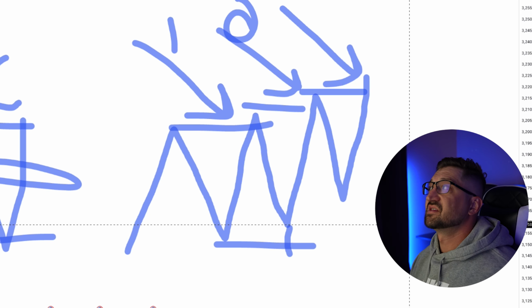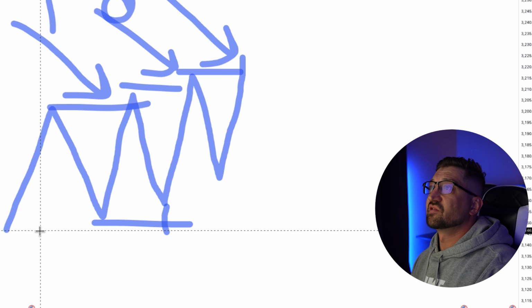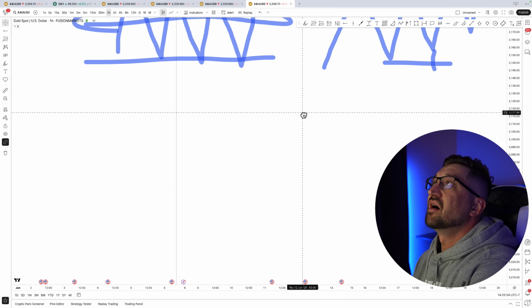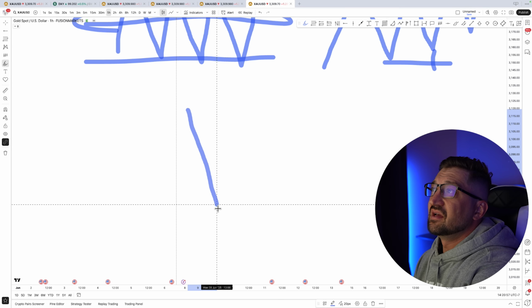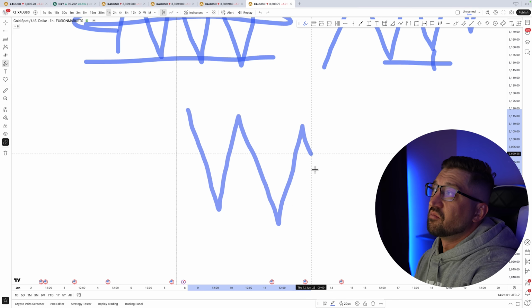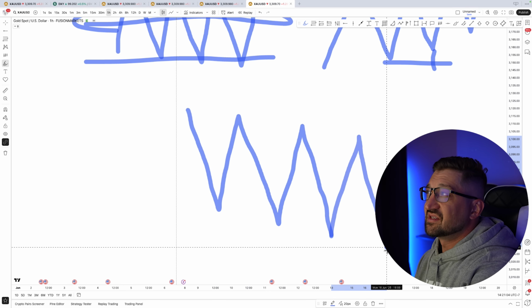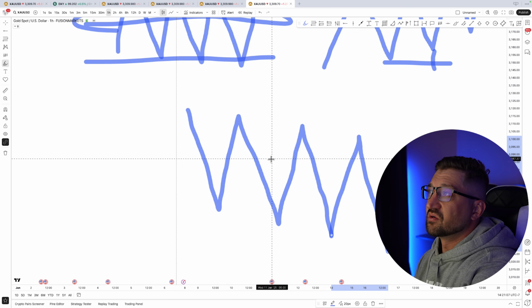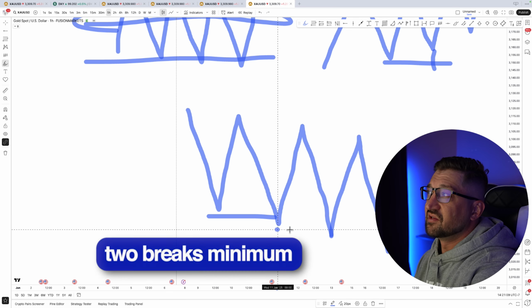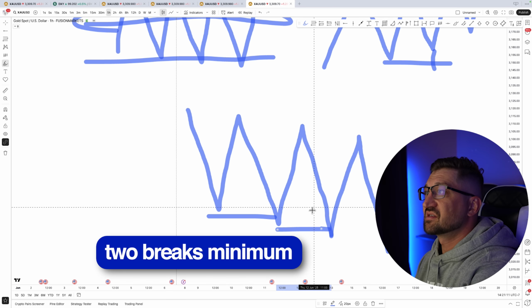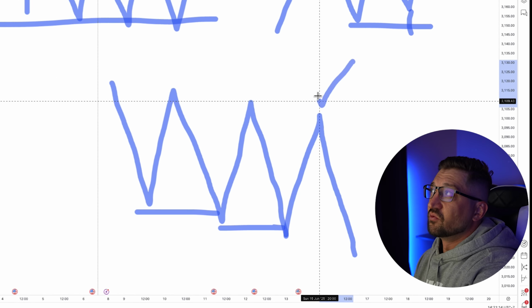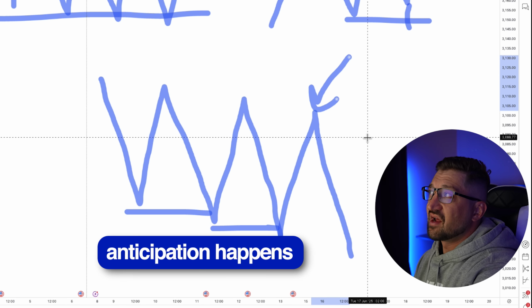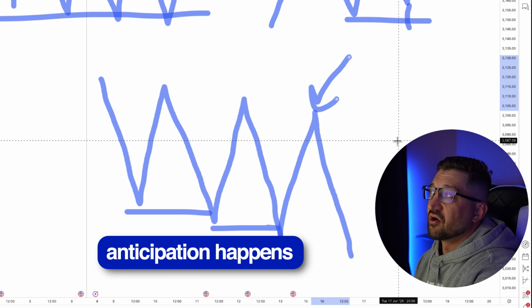The next thing we have is CMC bearish, and it is essentially the reverse of what I just showed you, and it is barely breaking lows. Now, something with these conditions is you won't know it's happening right away until you get at least 2 breaks minimum. And the 3rd one is where the anticipation happens and you can have a higher probability short.